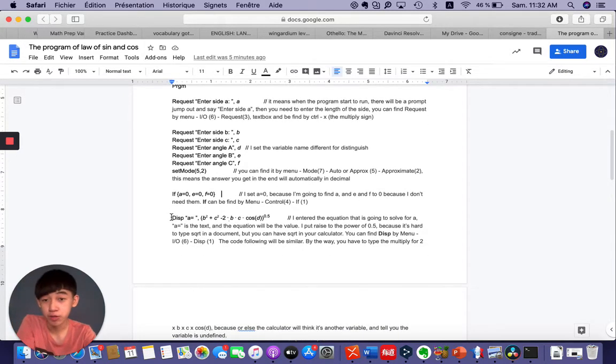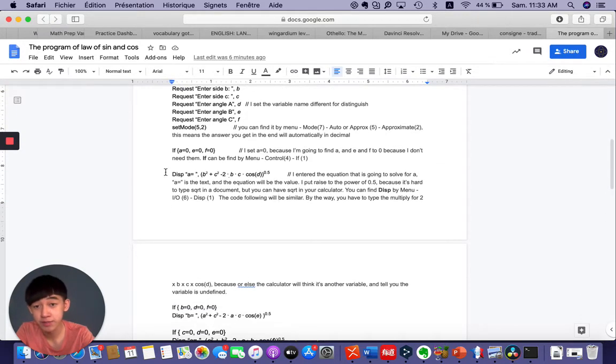Then you will type display. You can find display by menu, IO, and disp. And here I just put the formula of the law of cosine for finding a side, and the raised to the 0.5 power just means to take the square root.